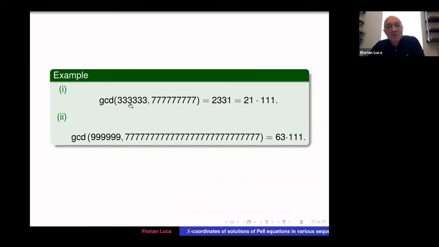Here is, for example, the GCD between this 6 3s and this, I don't even know what this is, 9 7s, is 2331, which looks strange, but it's actually 21 times 111. And the GCD between this sequence of 6 9s and this sequence of, I don't even know how many they are, 12 or 18 7s, it's 63 times the repdigit. And this is something elementary. You can prove it by yourself. Now that you know that it works, you can take your piece of paper and you can make that calculation. So the point is that up to some minor modifications, everything works out.